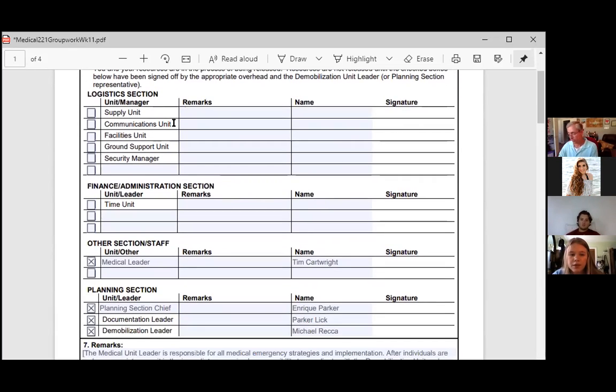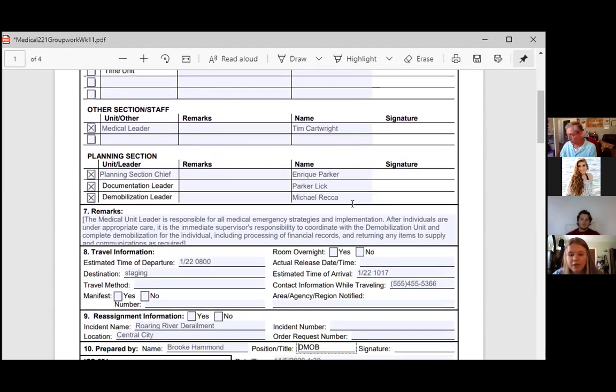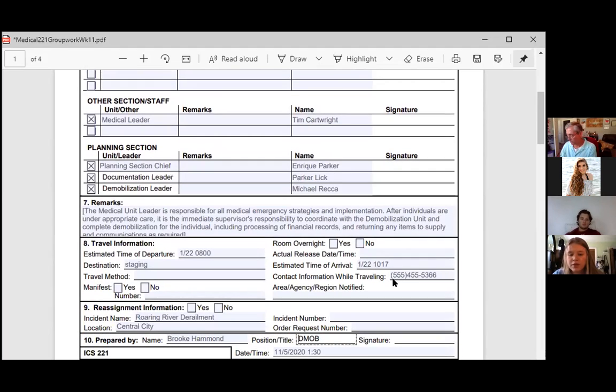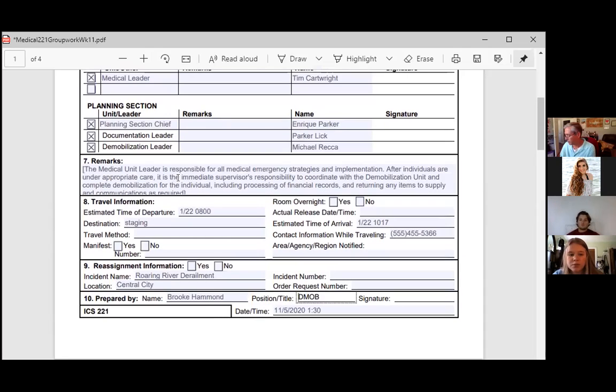I didn't put anything for the logistics or the finance for this one. I added in the medical leader's name just to have that available, and his phone number is down here. That's also from the 211. And I believe I pulled this information from the 213 just to have a little bit more information about their functions. I put in the demobilization leader and the documentation leader because those would be relevant.